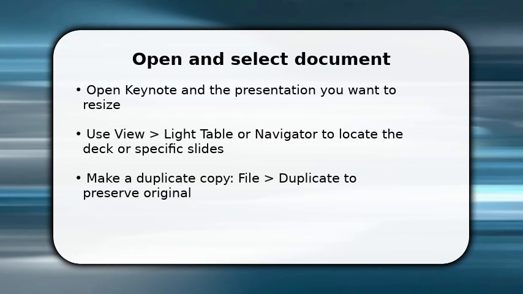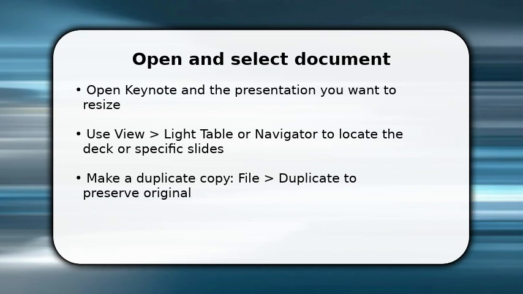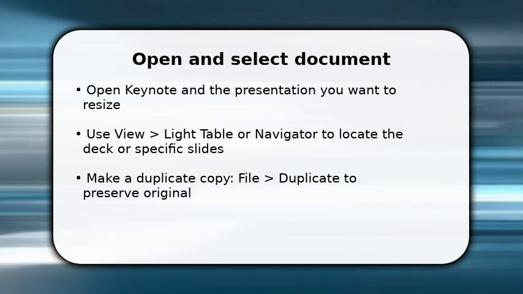You're starting inside Keynote with your presentation open. First, make a duplicate to avoid accidental layout loss. File, Duplicate. Once done, choose the document by clicking outside any slide or open the document sidebar. This ensures you edit master size settings rather than individual slide content.